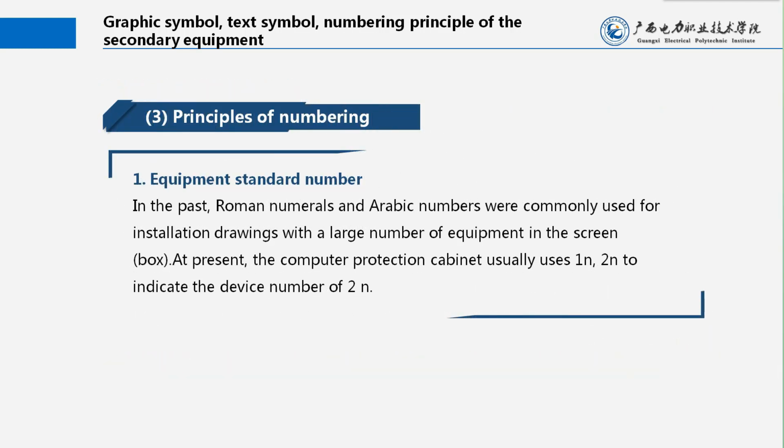Three, principles of numbering. One, equipment standard number. In the past, Roman numerals and Arabic numbers were commonly used for installation drawings with a large number of equipment in the screen box. At present, the computer protection cabinet usually uses 1N, 2N to indicate the device number.